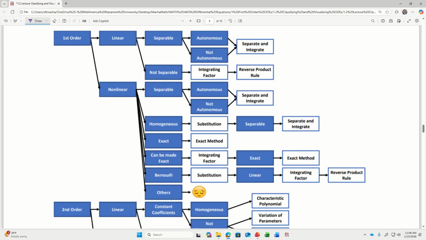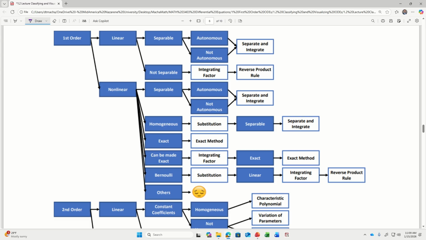If it's not separable, but it's still linear, we're going to solve it using a strategy called using an integrating factor. If it's first order and nonlinear, then there's a bunch of other categories that it could fall into. Like maybe it's separable, maybe it's homogeneous, maybe it's exact, maybe it's not exact, but you can make it exact. Maybe it's Bernoulli, and if it falls into one of these categories, we're going to have a different strategy for solving the equation. There are some first order nonlinear equations that you can't solve by hand, okay?